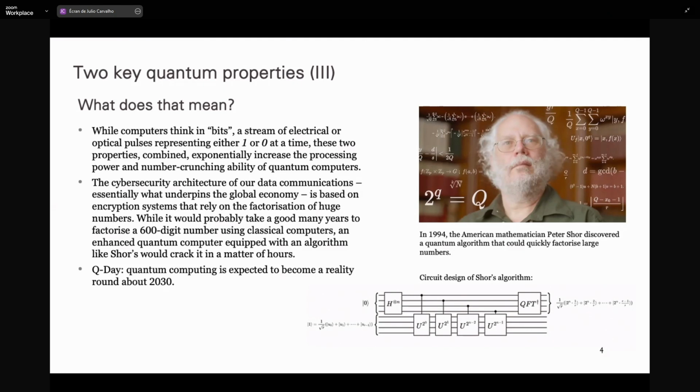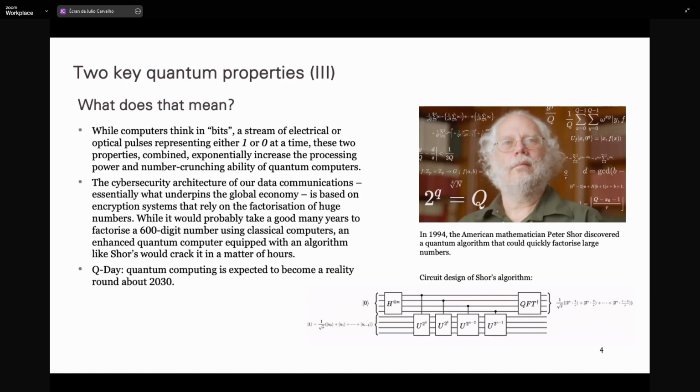And this, of course, sent governments into a race to transition to post-quantum cryptography, or PQC, and other quantum-resilient encryption methods, since governments are now banking heavily on the so-called Q-Day, which is a projection of when quantum computing is expected to become a reality, and that's around 2030. So it's just around the corner.